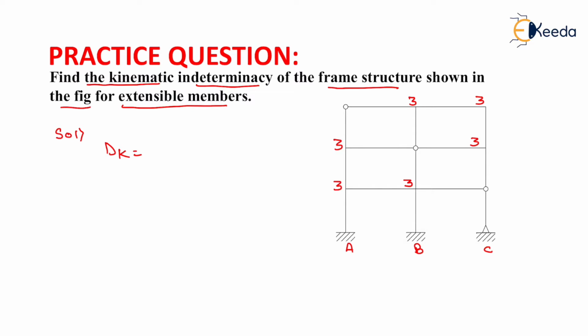Now, due to fixed supports at A and B, the degree of freedom will be equal to 0. We know that. And at support C, due to the hinge support, the degree of freedom will be equal to 1 only.